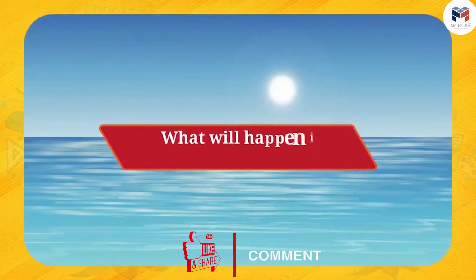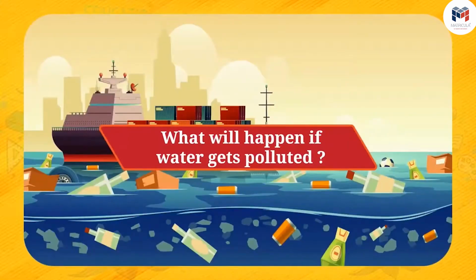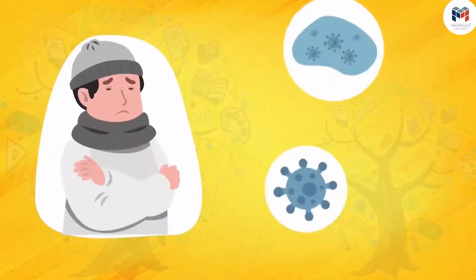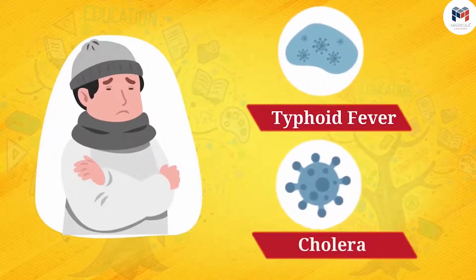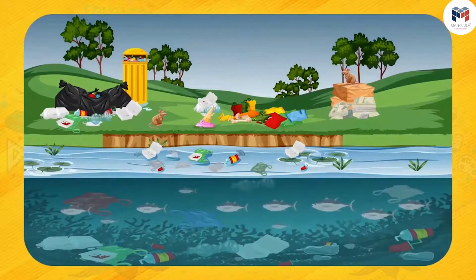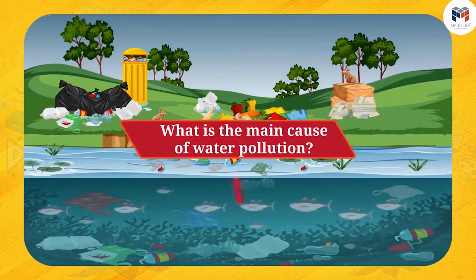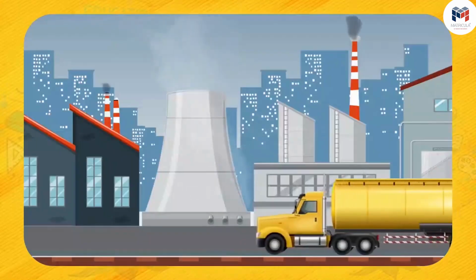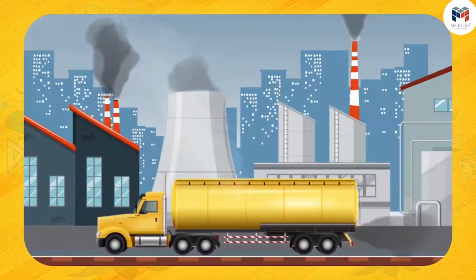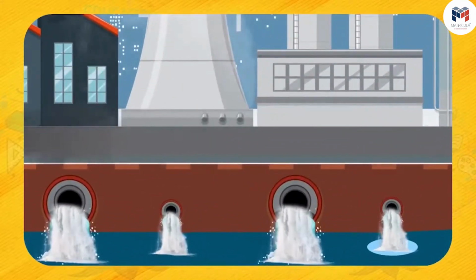But what will happen if water gets polluted? Lots of problems are being faced by humans due to water pollution like typhoid fever, cholera, etc. In fact, aquatic animals are also being affected due to water pollution. Do you know what is the main cause of water pollution? Let's understand. Factories produce lots of harmful chemicals. These harmful chemicals are dumped in a nearby reservoir, which pollutes the water.